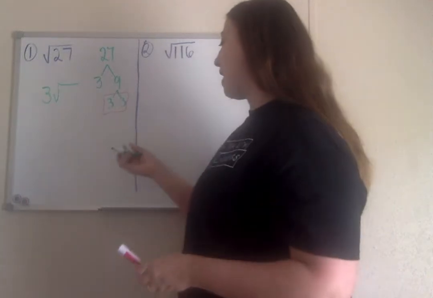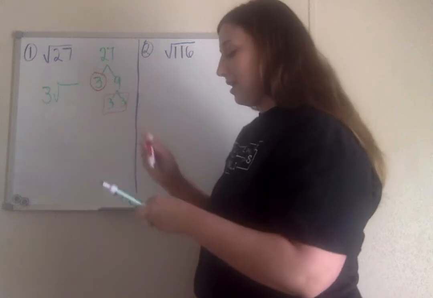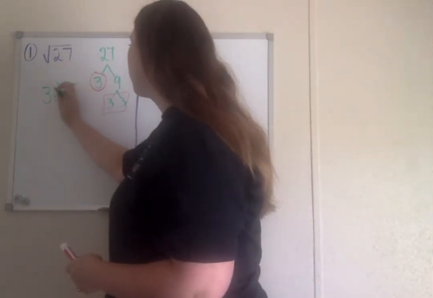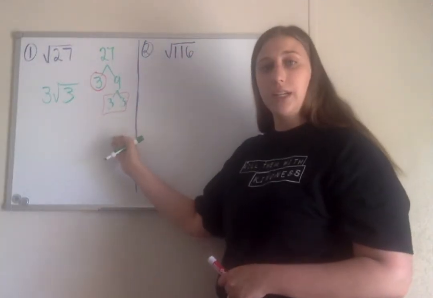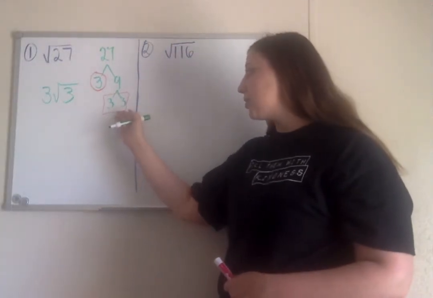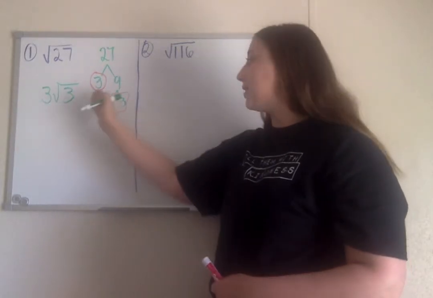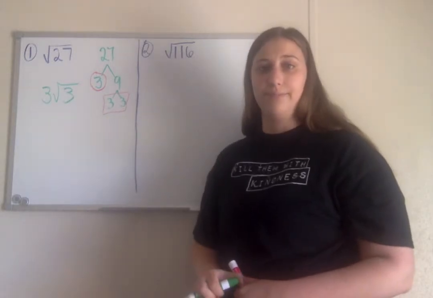Right, and then whatever is left over, which in this case is another 3, that is what's going to go underneath our square root. Right, so again, we start with a factor tree. Then we look for our pairs, right? Whatever we have 2 of comes out of the square root. Whatever is left in our factor tree stays underneath the square root sign.